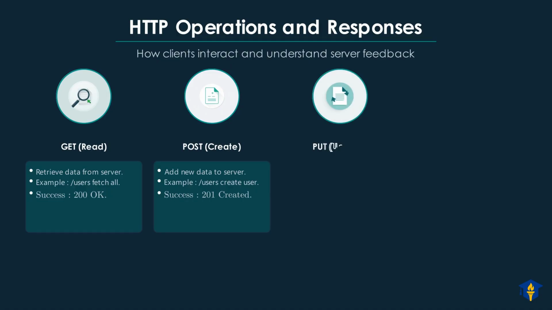The PUT method is used to update an existing resource or completely replace it with new data. You would use this when you want to modify an existing resource, providing its complete new state. For instance, a PUT request to /user/1 would update the details for the user with ID 1. A 400 Bad Request indicates a client-side error, meaning the server could not process the request.